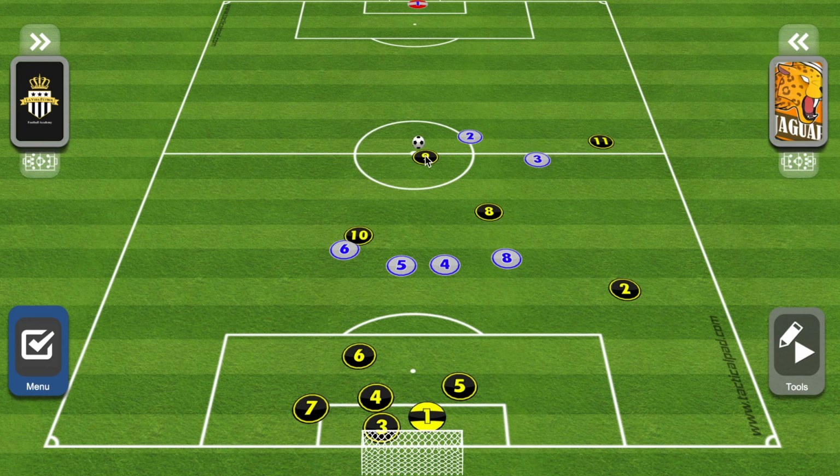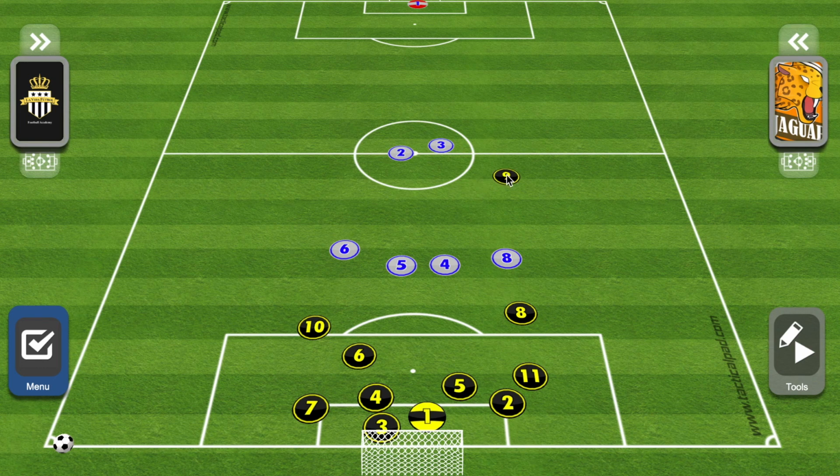So where do you stand? Of course, this is based on where the ball is. I tend to have my strikers be on the opposite side of where the ball is being played from. So in this case, if the ball is on the left side, then I would have the number 9 be more to the right side.